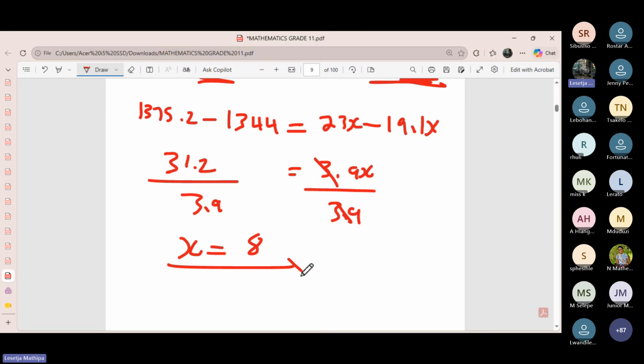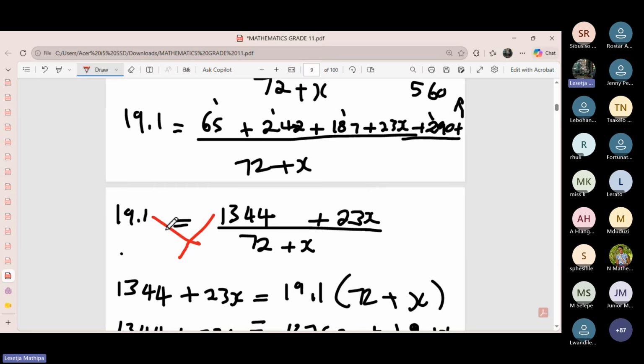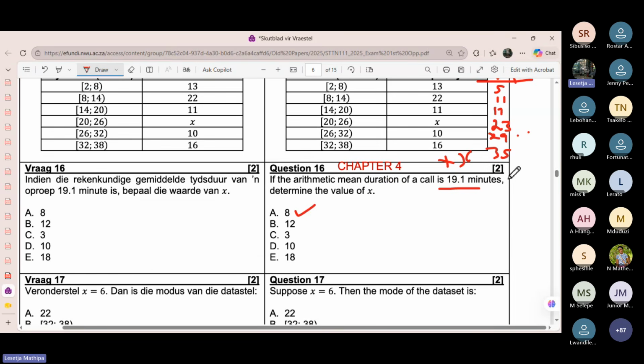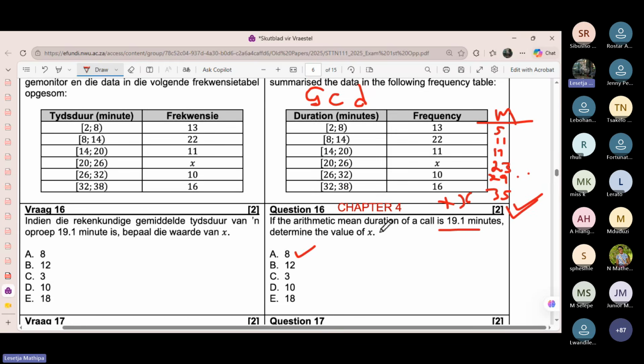And that's how you calculate the value of x. You go back here, then x is 8. After getting 8, to make sure your answer is correct, you substitute it on a calculator with that method. If the mean is equal to 19.1, then it means your x is correct. Or if you're lazy and don't have much time, you can just test each value like 8, 12, 3, 10, 18. If you substitute them on your calculator and get 19.1, then it means it's correct.